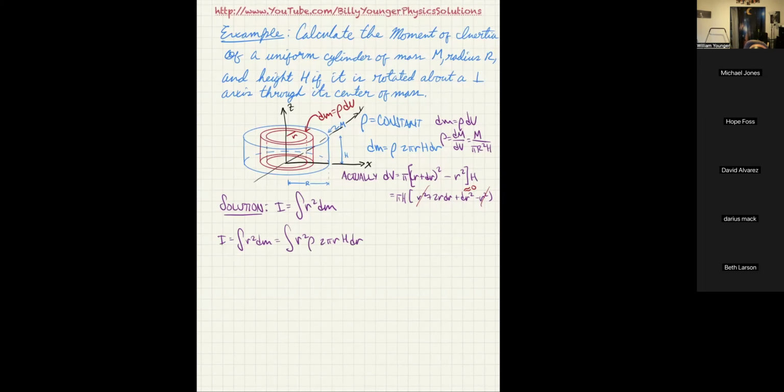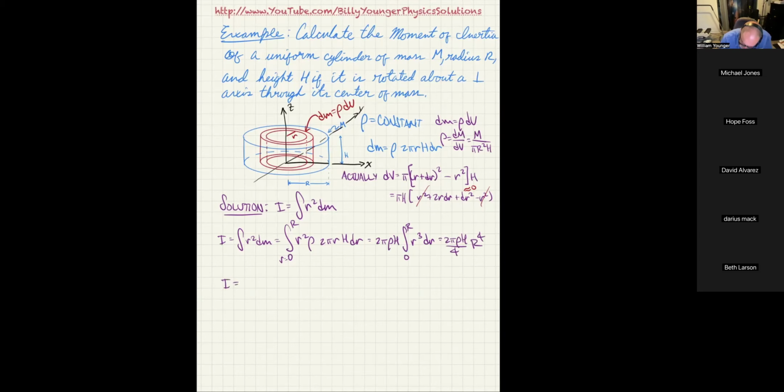So I can pull the 2, the pi, the rho, and the h out in front, and I'm going to integrate this from r equals 0 to big R. I'm going to get 2 pi rho h out in front, and I have the integral of r cubed dr from 0 to big R, and the integral of r cubed is 1/4 r to the fourth, and then evaluated at 0 and R gives me 2 pi rho h over 4 r to the fourth.